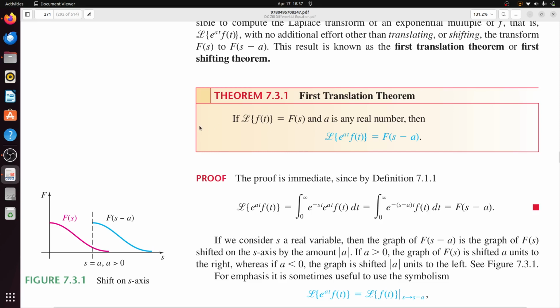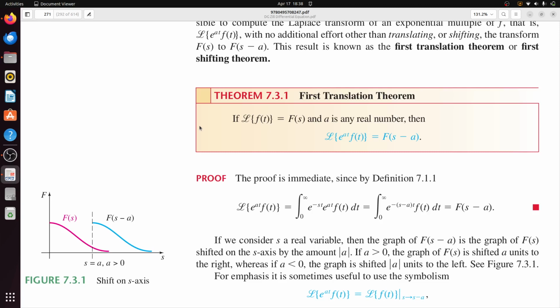What does the first translation theorem tell? That the Laplace transformation of e to the power at into f(t) is F of s minus a, where capital F is the Laplace transformation of the function f(t) itself. So you just look at the proof. The proof is very straightforward, and I hope that you can understand just by looking at the statement. Just substitute the variable s with s minus a and you will get the desired result.